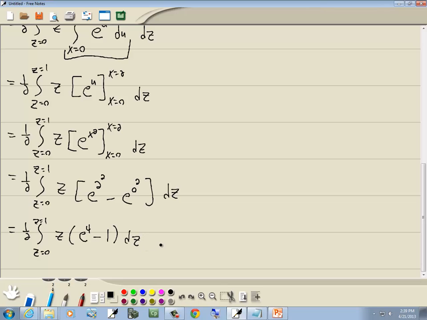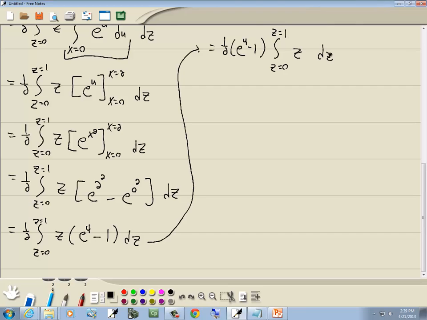Now that e to the 4th minus 1, that's a number. So we can put it clear out in front. So we've got 1/2 (e to the 4th minus 1) from z is equal to 0 to z is equal to 1 of z dz.